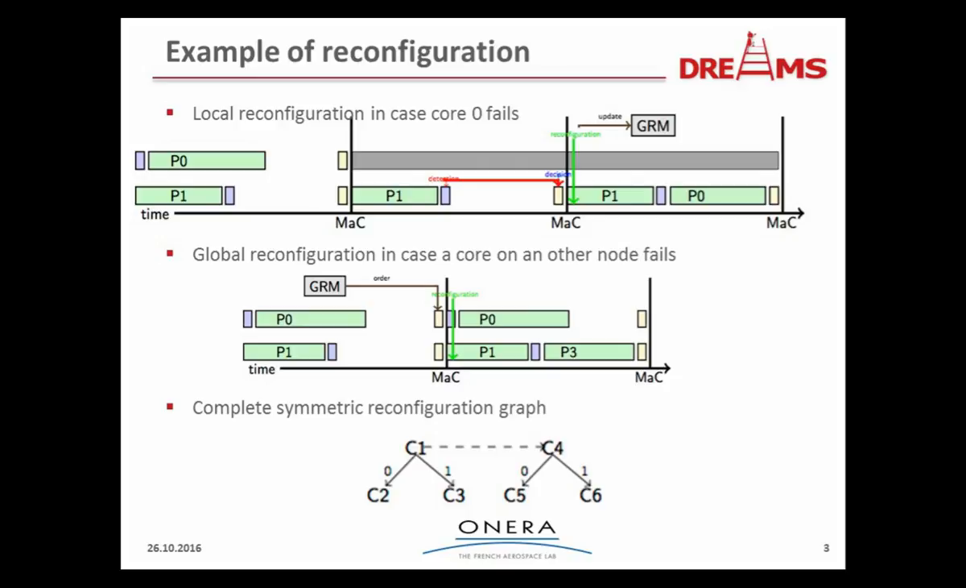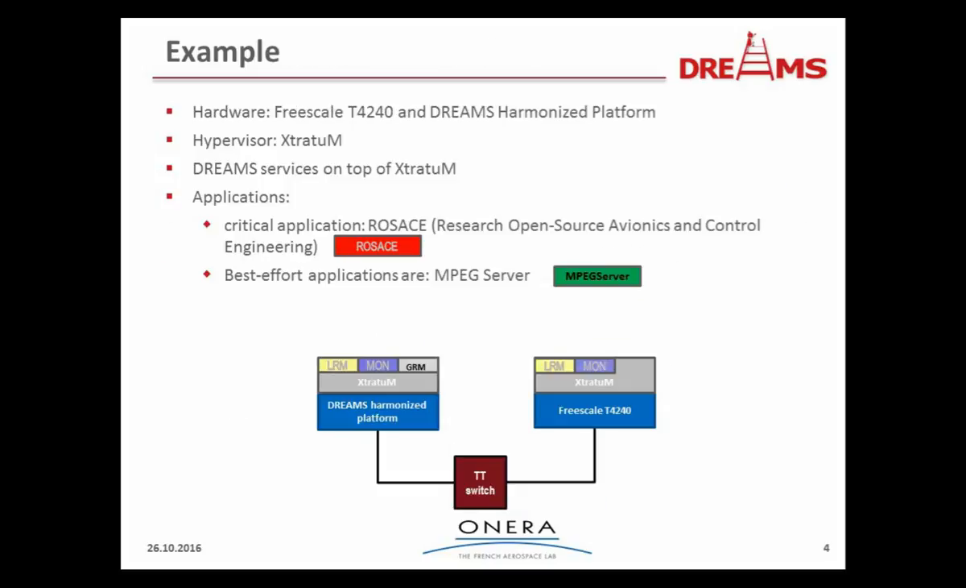C1 is the initial configuration. Plain arrows show local reconfiguration and occur when a core fails. Dashed arrows are GRM reconfiguration requests. In that example, only one global reconfiguration is allowed from the initial configuration and corresponds to the figure in the middle. We show a full scenario of reconfiguration on the following example.